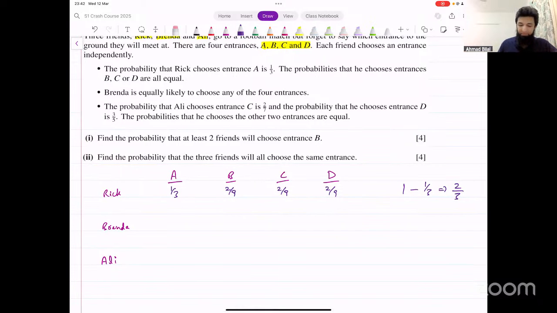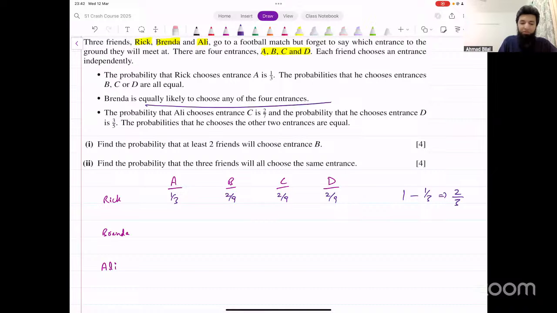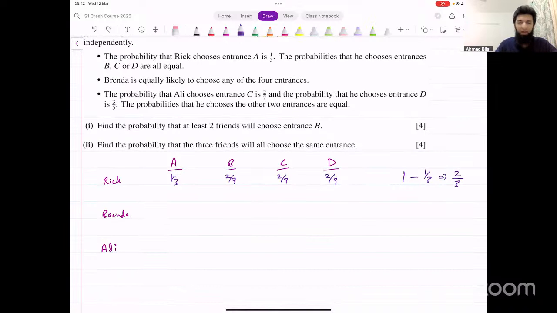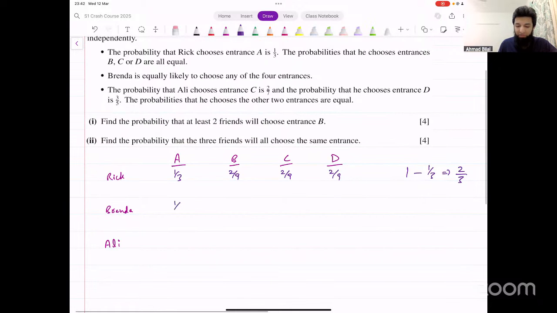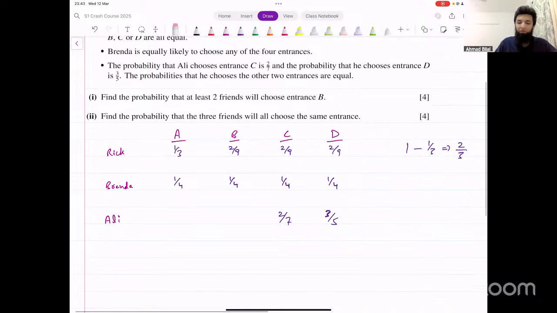Make sense? Brenda is equally likely to choose any of the 4 entrances. That means 1 out of 4 is the probability for each entrance. For Brenda, 1/4, 1/4, 1/4, and 1/4. These are the probabilities for Brenda. And then finally, the probability that Ali chooses entrance C is 2/7. Okay, so this is 2/7. Probability that he chooses entrance D is 3/5. So this is 3/5. And for the other 2 entrances, the probabilities are equal. So what we do again is we find the remaining probability.